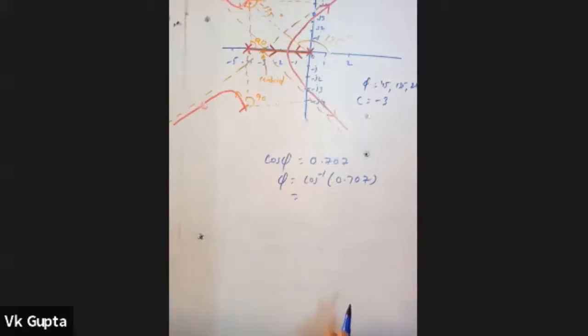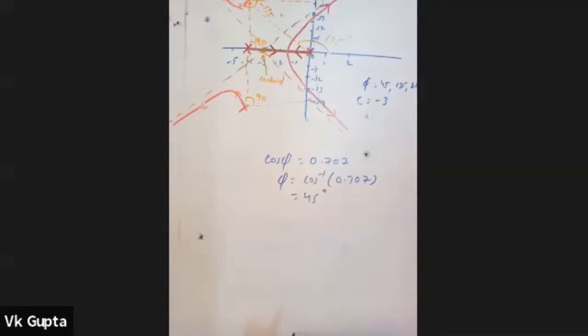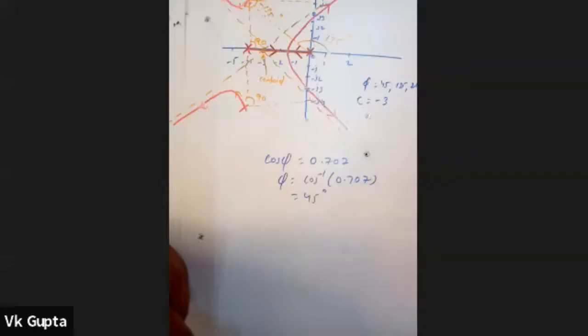What is cos inverse of 0.707? 45 degrees. 45 degrees, sir. Okay. Now just listen to me.